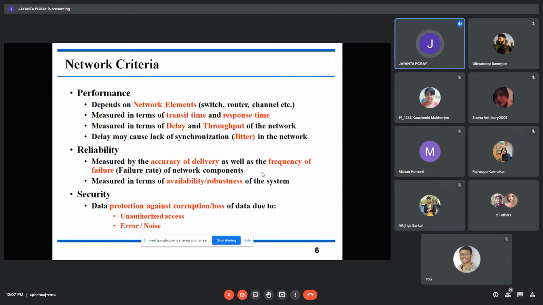So transit time is the time taken for the packet to travel from the sender to the receiver, and the response time is the time for the acknowledgement from the receiver to the sender. Okay, so in that context, I can ask the question: what do you know about piggybacking? Can anyone answer? That is a question related to transit time and response time.